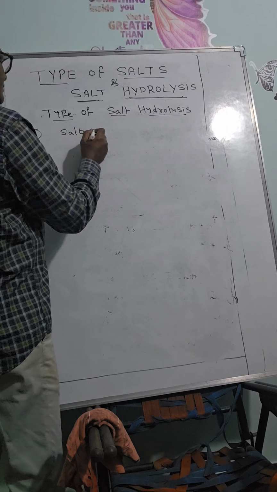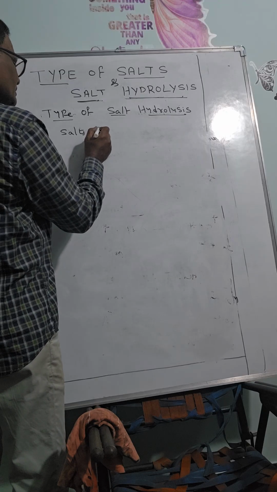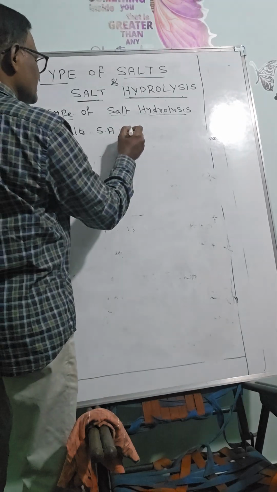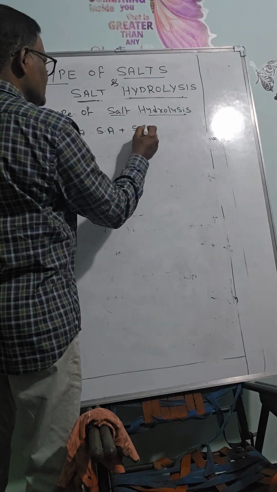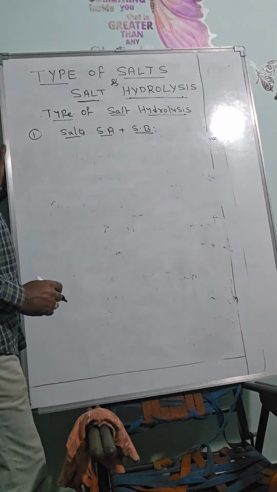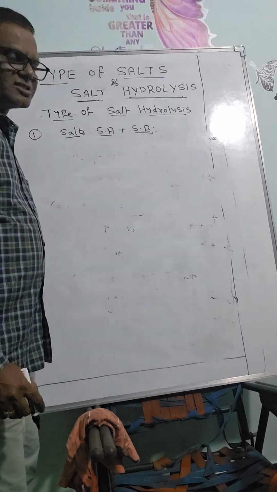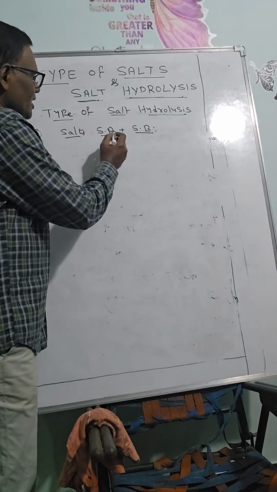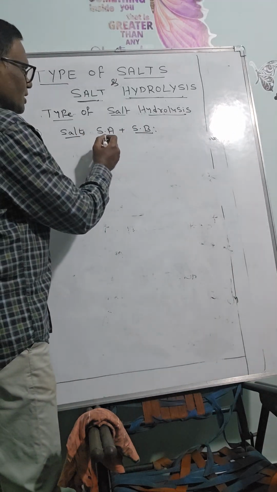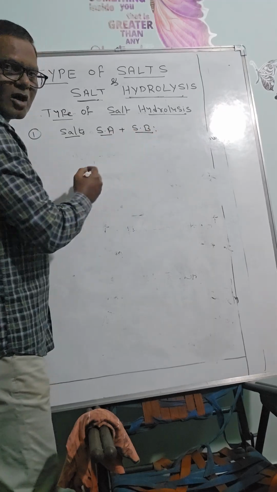The first is salts of strong acid plus strong base. Salts of strong acid and strong base. This is one of the types of salts. You see, children, how do you obtain this salt? By the combination of a strong acid and a strong base.